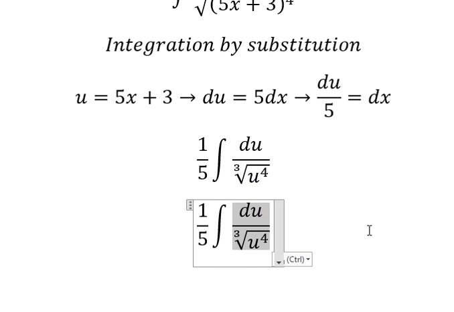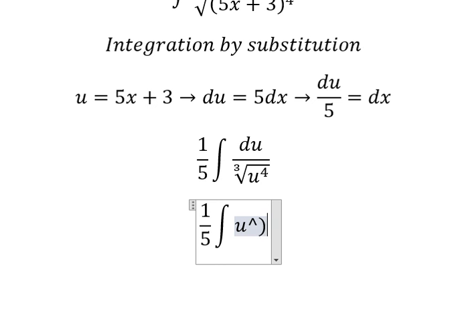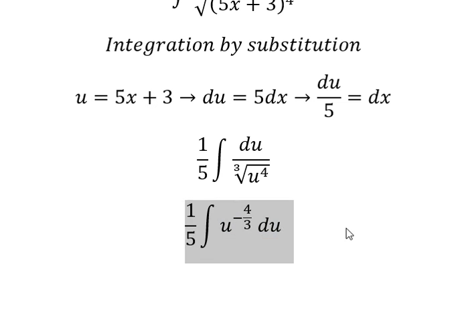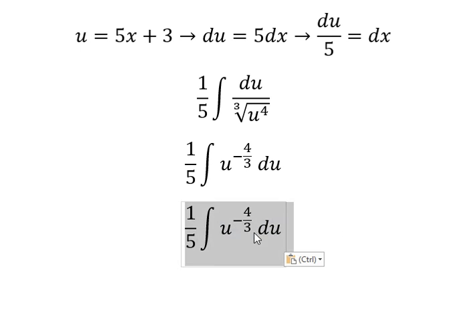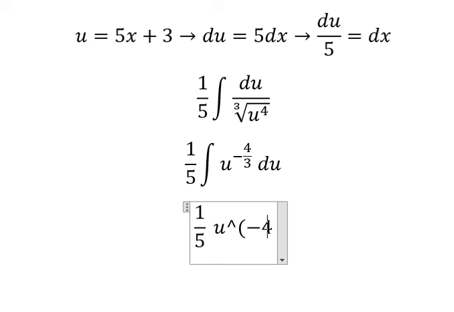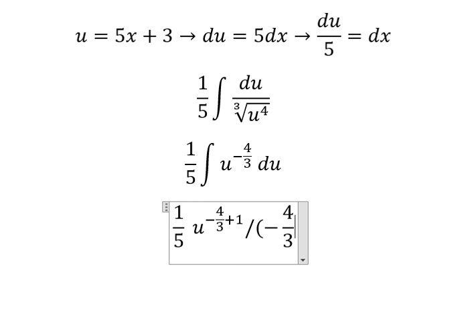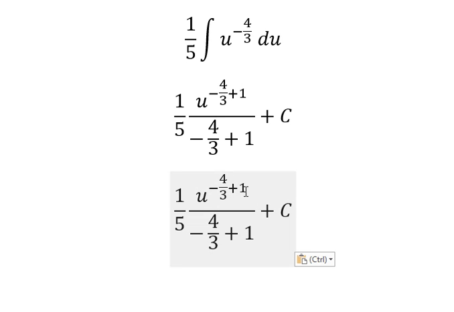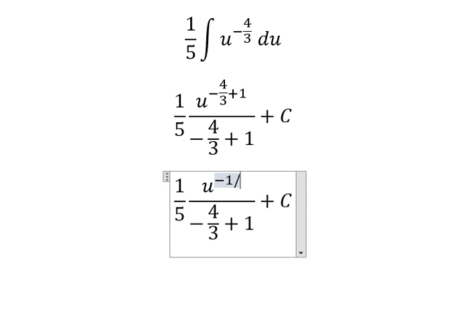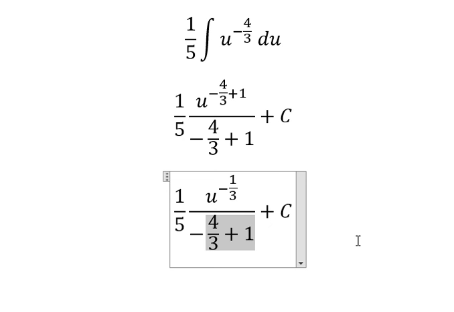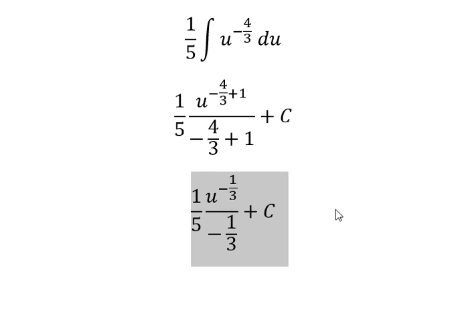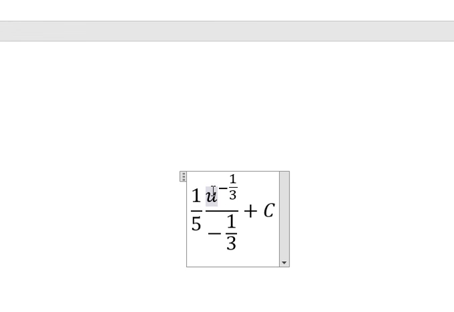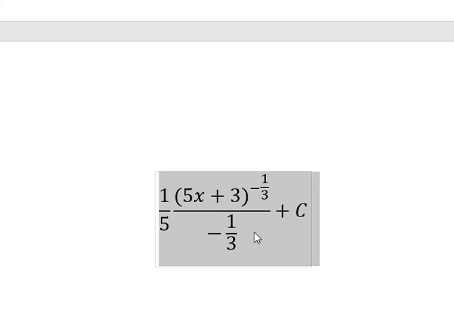So this one we can change into u to the power of negative 4 over 3. And now we have the final answer. So this one we have negative 1 over 3. This one, we have negative 1 over 3. About u, that is this one. And this is the final answer.